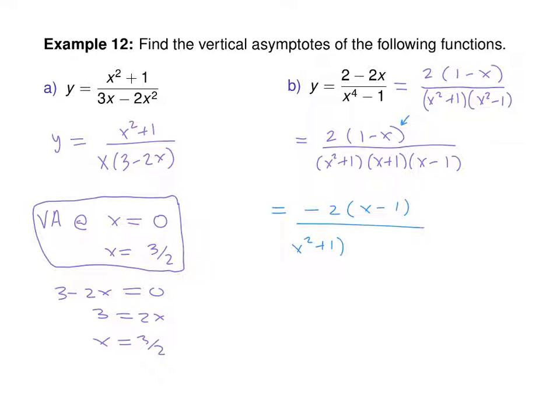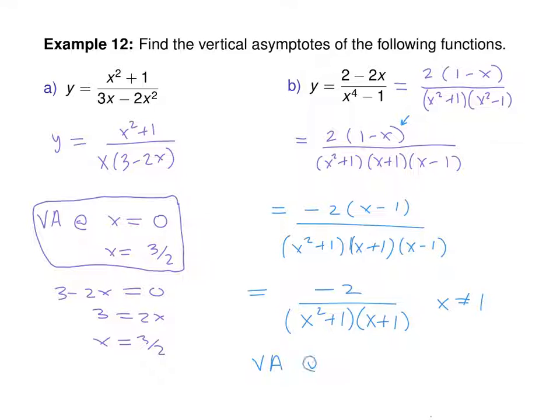And now, do those factors cancel? Yeah, they do. And so that is negative 2 over x squared plus 1, x plus 1, so long as x isn't equal to 1. So where does this thing have a vertical asymptote? At negative 1. Is the x squared plus 1 ever 0 for real numbers? Only imaginaries. At x equals 1, the graph has a hole.